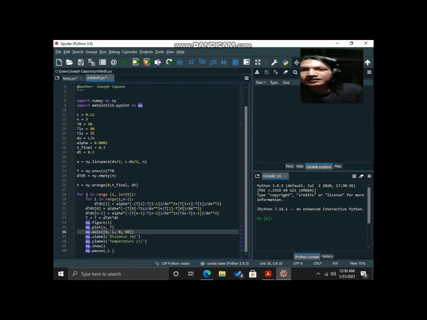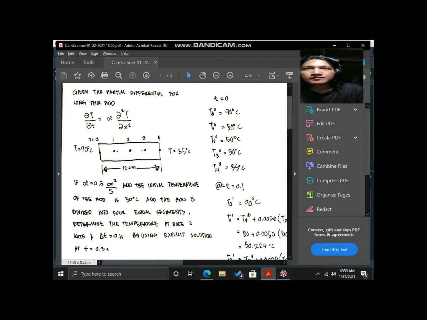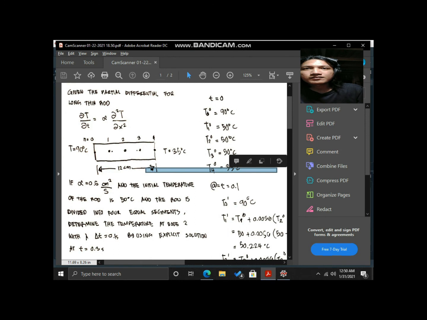So dito sa x axis, itong nasa left side is 0 papuntang L. Ang L mo is 0.12. So ang lalabas sa plot natin is dito 0 tapos 0.12 dito sa dulo. Tapos nandito yung mga distance niya sa isa't isa.